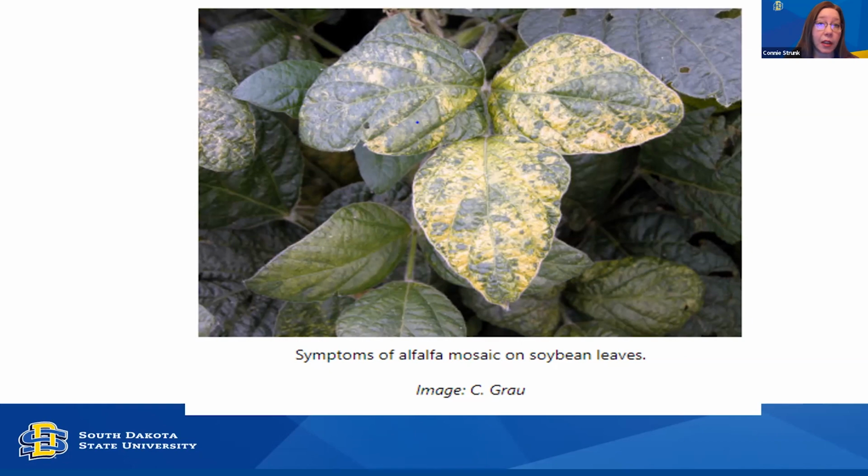So you're going to see some yellowing and some either lightening of the green or darkening of green, but you're going to see the two-tone kind of appearance. You're going to see some, we call it distortion or rugosity, so it looks like the leaves are bumpy in nature.